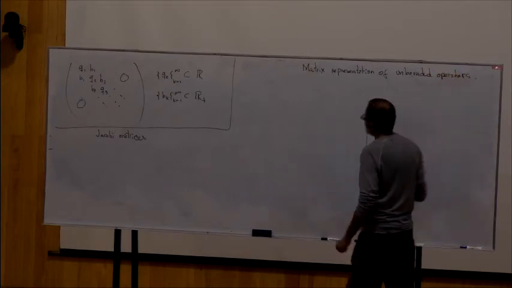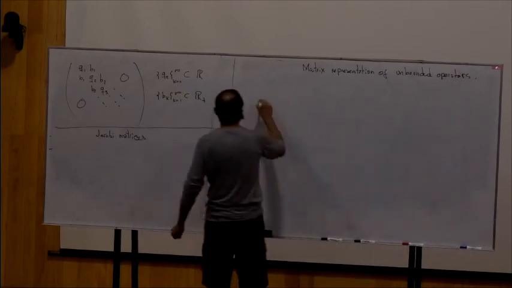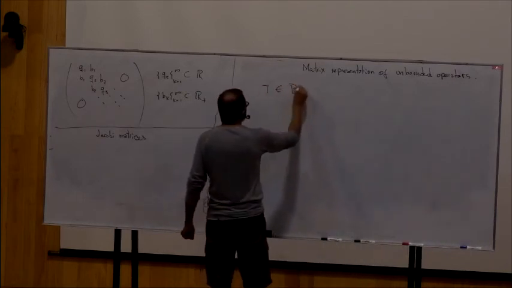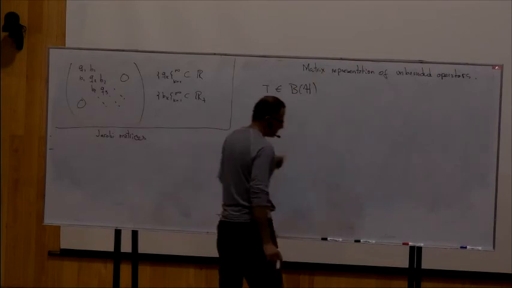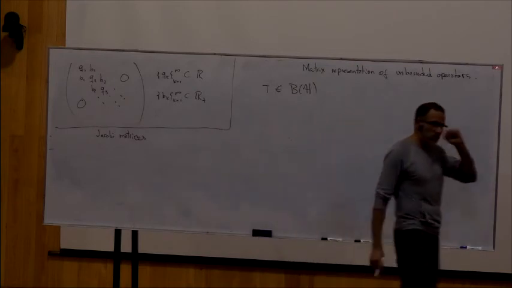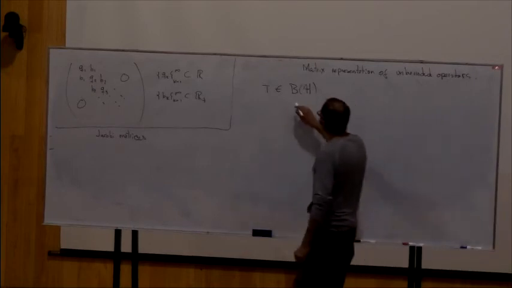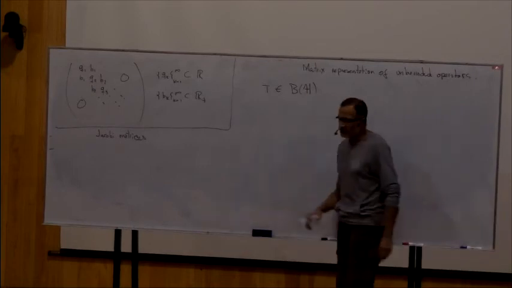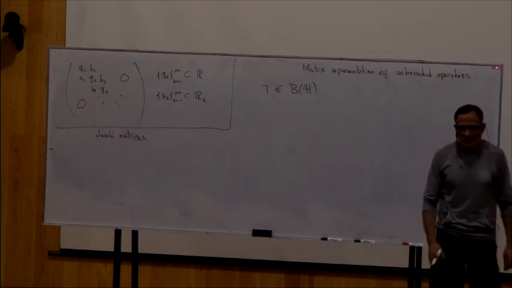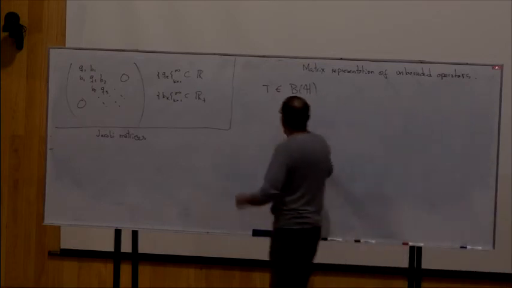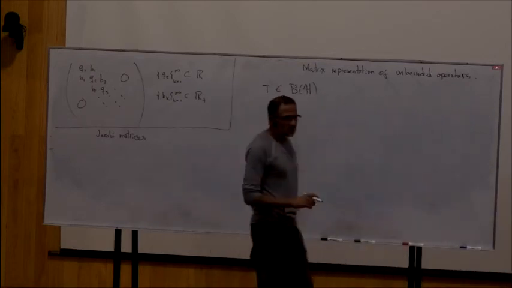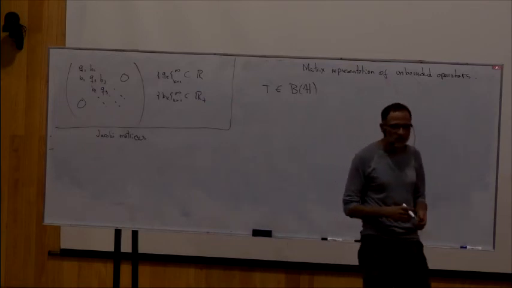Okay, if we have an operator bounded and defined in the whole space, the class of bounded operators defined in the whole space is denoted in this way. Then the problem of the matrix representation of the operator is just trivial.